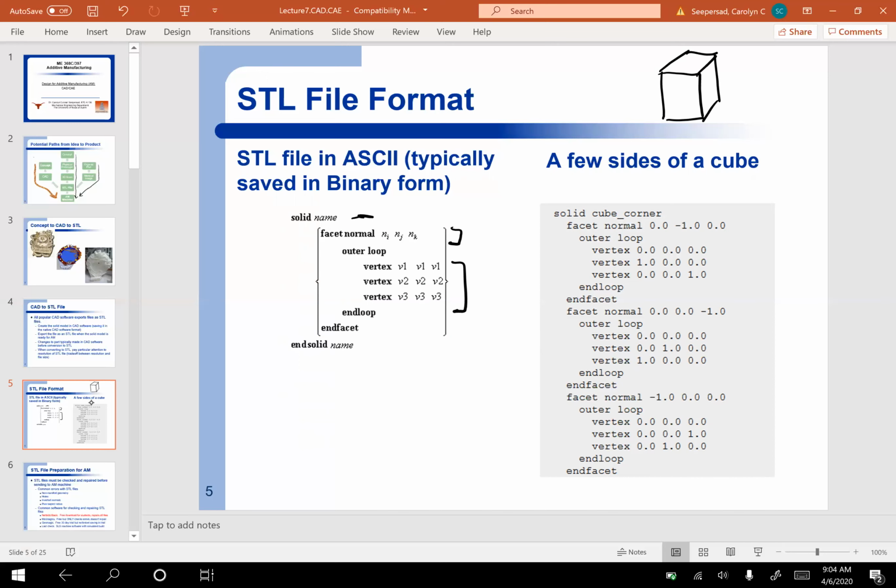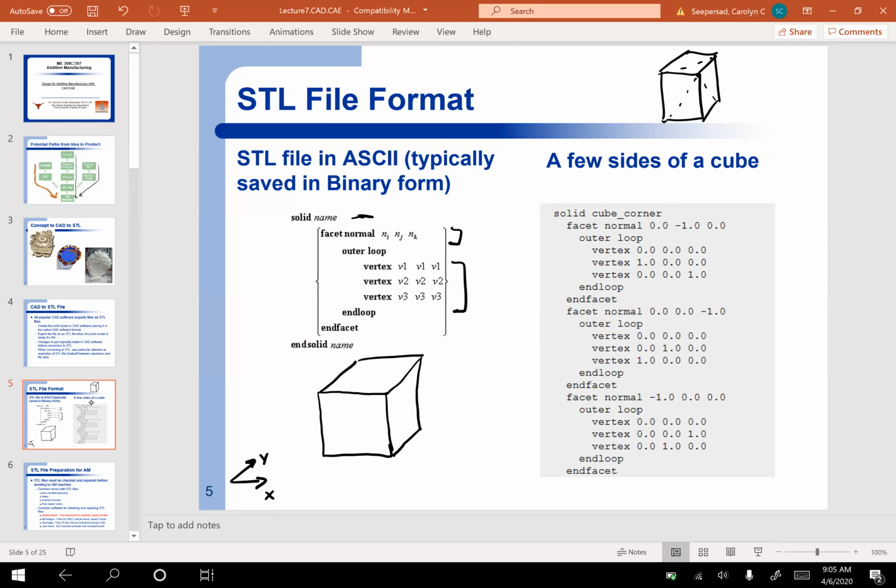So let's take a look at this STL file and see how it has represented a few of the faces of a cube, right? So I'm going to draw a basic cube here. And then down here, I'm going to draw the axes X, Y, and Z, right? And let's see how it's represented some of these triangles.